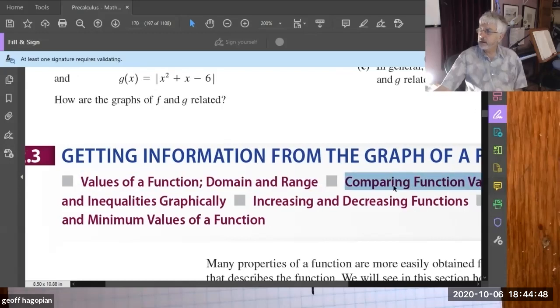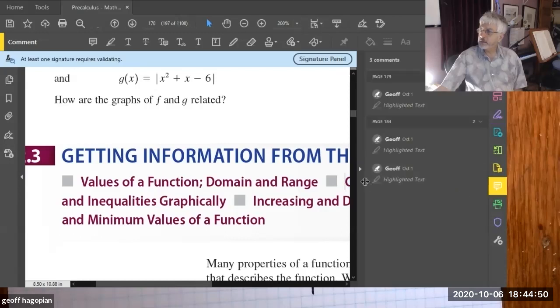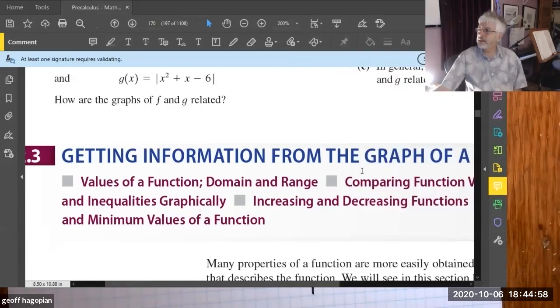comparing. Can I do this? Whoops, I didn't mean to do that. I don't know what happened there. Can I close this thing? This is the problem with Adobe. Okay, yeah, I can.